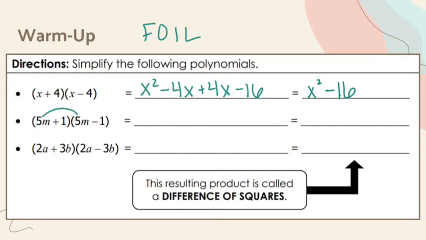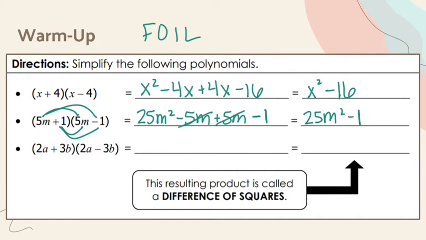Okay, 5m times 5m is 25m squared. 5m times negative 1 is negative 5m. 1 times 5m is positive 5m. And 1 times negative 1 is negative 1. Again, our middle terms will cancel. We get 25m squared minus 1.